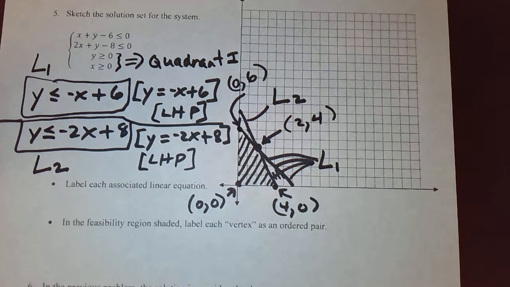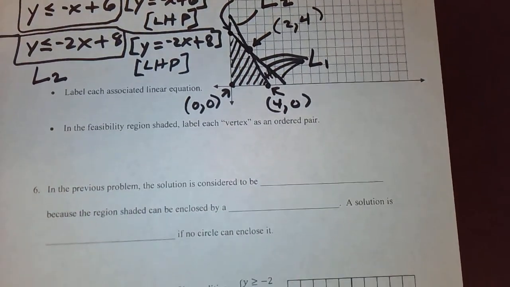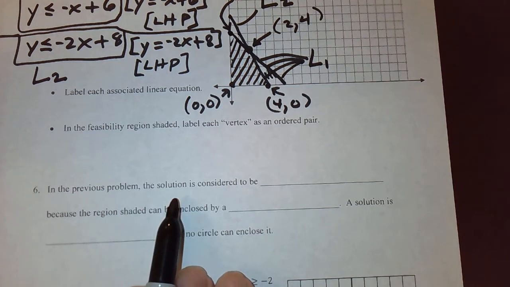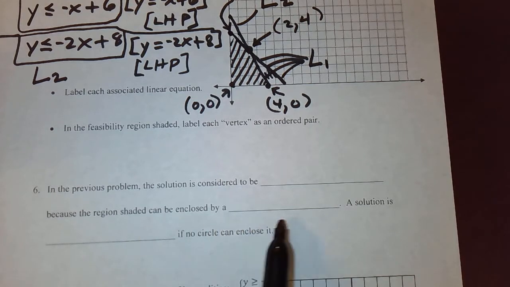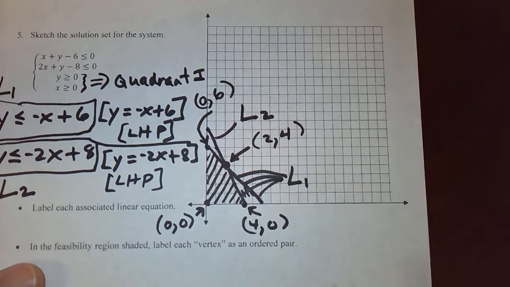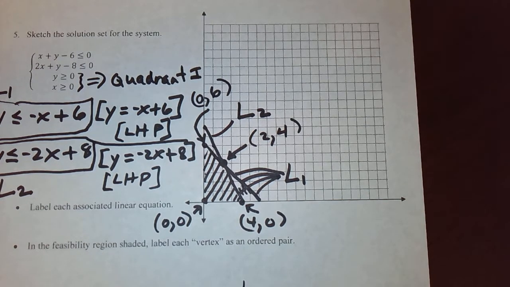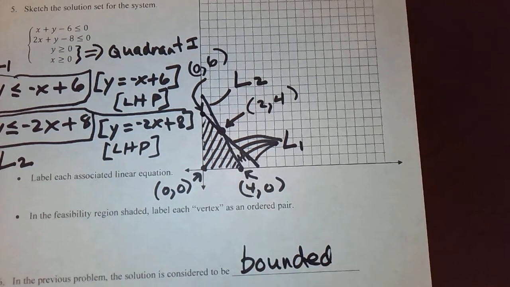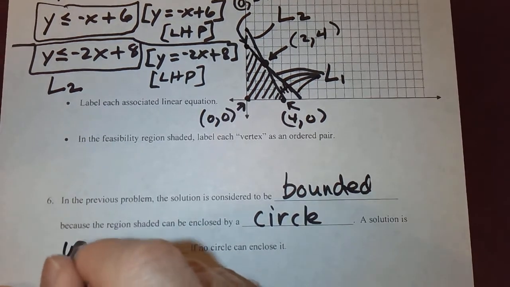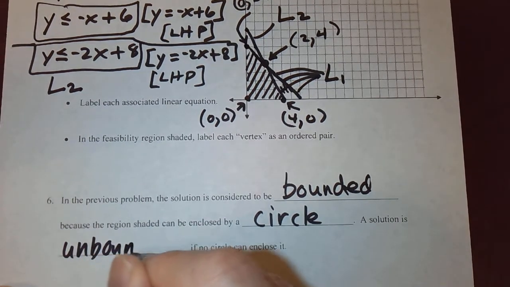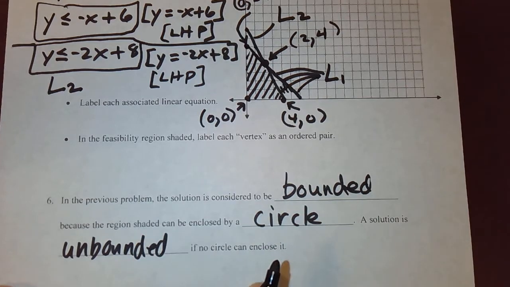All right, well, the next item, number 6, is just a vocabulary term. In the previous problem, the solution is considered to be bounded because the region shaded can be enclosed by a circle. A solution is unbounded if no circle can enclose it.